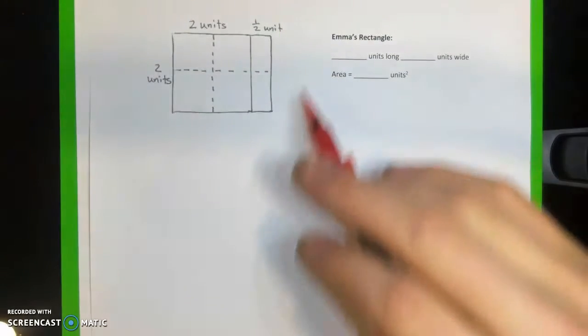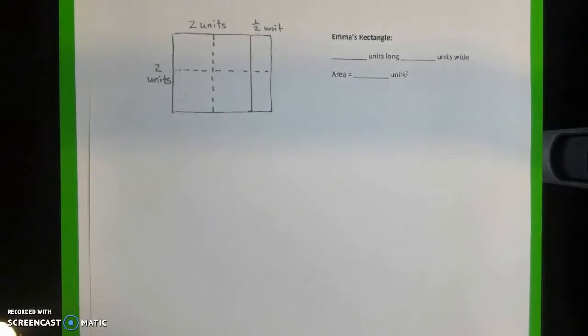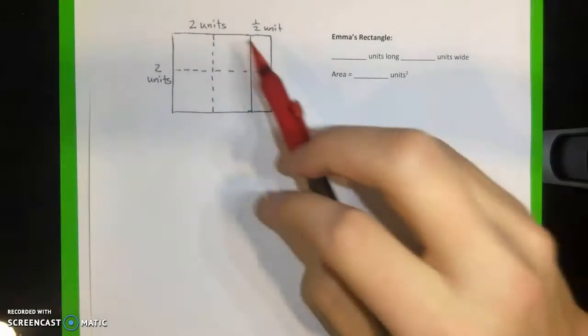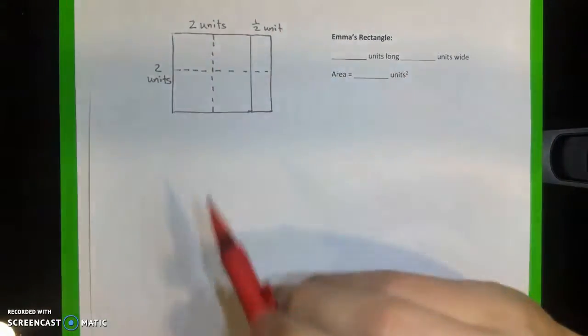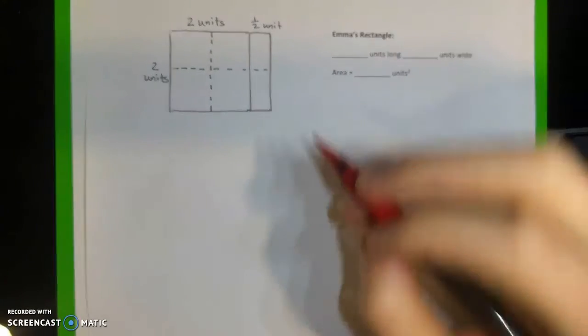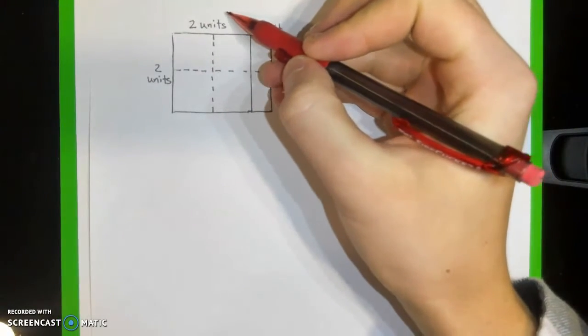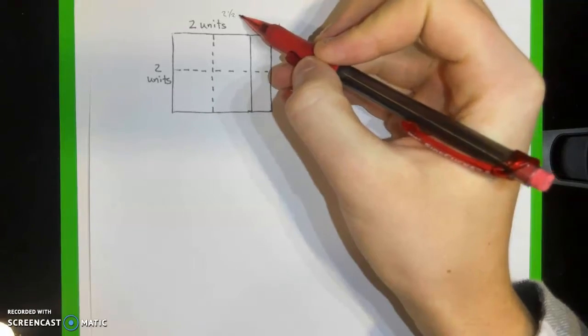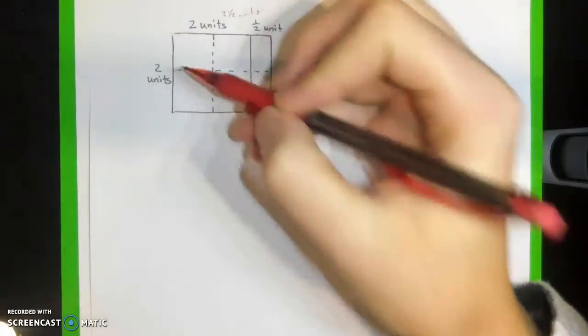We got the square laid out here. You can see it's more of a rectangle, but up here we got 2 units plus a half unit. So you know this whole side is going to be 2.5 units by 2 units.